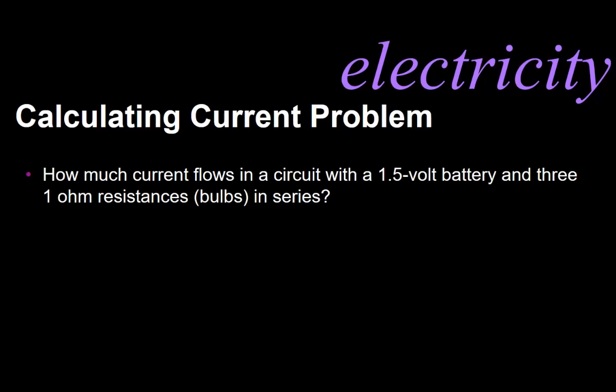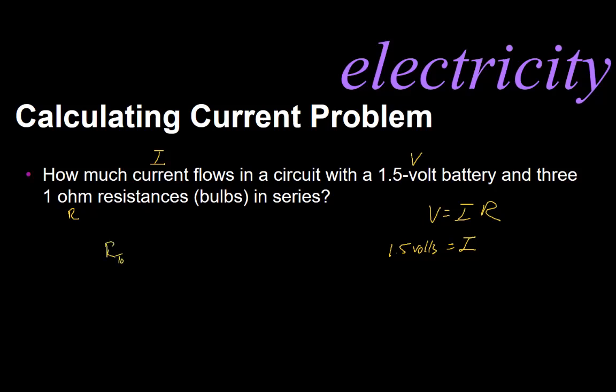Okay, so we are trying to look at current. And if we go ahead and start out, we should know that we have Ohm's law. And Ohm's law tells us that current is I, voltage is V, and resistance is R. And our equation is V equals IR. So we have the voltage, 1.5 volts, equals the current, which is what we're trying to solve for, and the resistance. But we have 3 1 ohm resistances. So before we can put our R in here, we have to solve for total resistance.